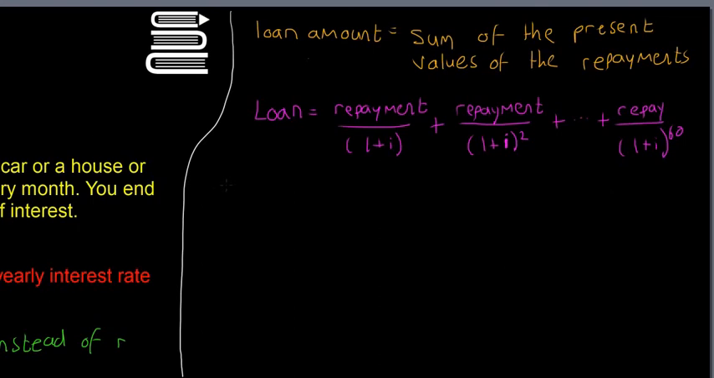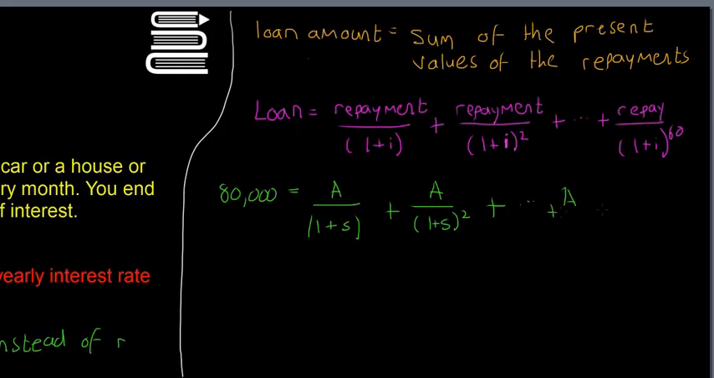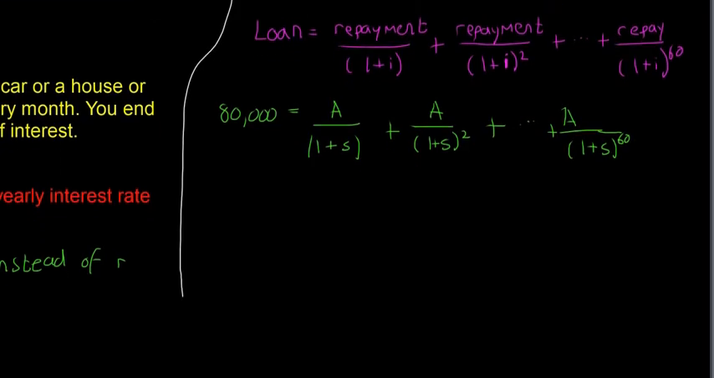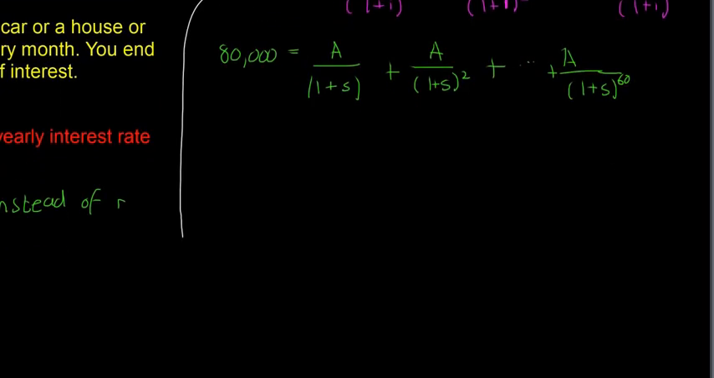So we're going to say that the loan amount, which is 80,000, is equal to A, so remember it's still A that we're looking for, over 1 plus S, I'm going to keep it as 1 plus S just to make it easier, plus A over 1 plus S squared, plus dot dot dot, and then it's plus A over 1 plus S to the power of 60. So it's pretty much the same as we have above. So now we have a geometric series, so we can use the sum of a geometric series.